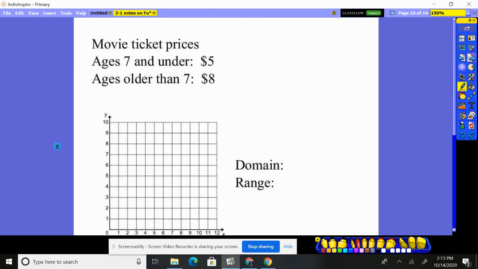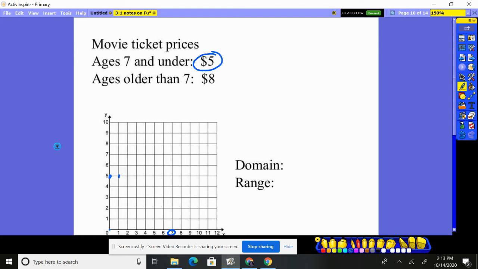So, movie ticket. Let's say that to go to the movies, ages 7 and under, it's $5. Ages older than 7, 8, 9, 10, 11, and so forth, are $8. So if we plot that, let's think. Age is 7 and under. So here's 7. If you are 0 years of age, how much are they charging you? Technically, they're charging you $5.